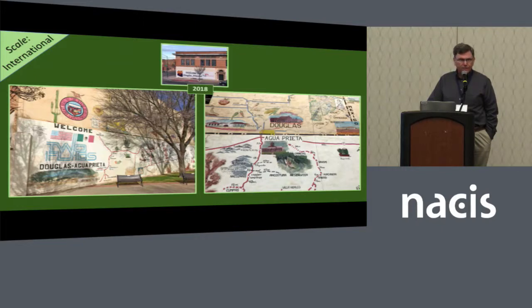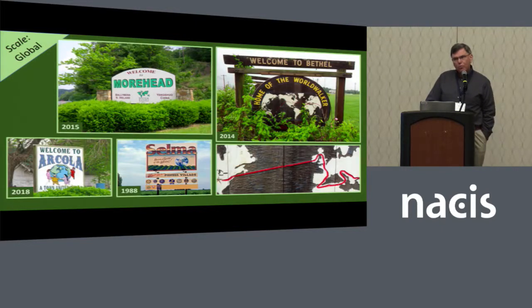What's next? International next is global, rare, but this is my entire collection of welcome signs with global maps on them. Morehead City's using it for the Sister City program that it has relationships with. Selma, cleverly, that's in California, proclaiming itself the raisin production capital of the world. And then a thematic map, an actual thematic map, World Walker.